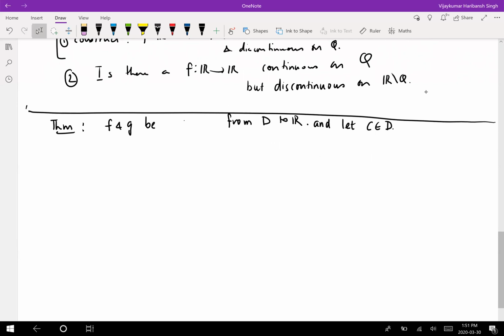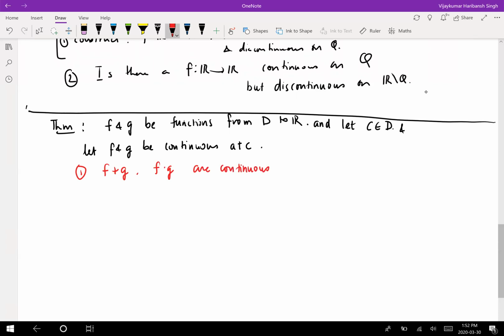So let f and g be functions from D to R, and let C belong to D. Then, on top of that, let f and g be continuous at C. Then clearly the following holds: one, f plus g and f times g are continuous at C, and two, f over g is continuous at C if g of C is non-zero. Right? So I will basically prove the first one.